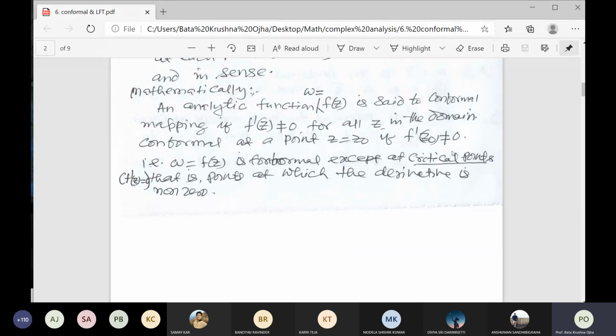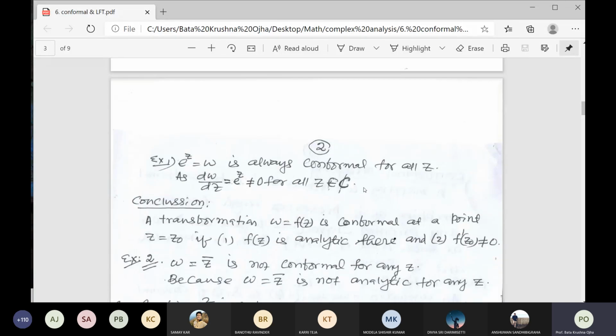So I have written here, without critical points we can examine the conformality of the functions. So the derivative should be non-zero. I have given the example: w is equal to, that is f z is equal to e to the power z. If you find the derivative of e to the power z, it is always non-zero for all values of z.